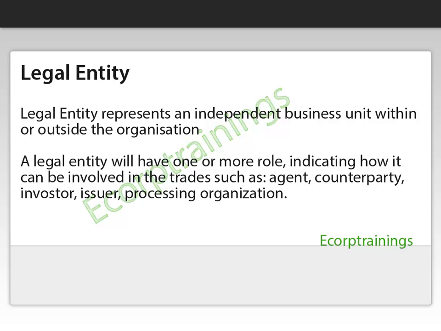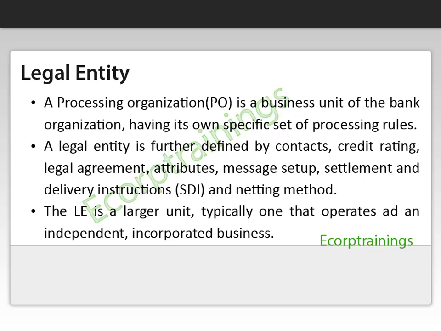Legal entity represents an independent business unit within or outside the organization. For example, a counterparty, a broker. A legal entity will have one or more roles, indicating how it can be involved in the trades, such as agent, counterparty, investor, issuer, processing organization. A processing organization, PO, is a business unit of the bank organization, having its own specific set of processing rules.